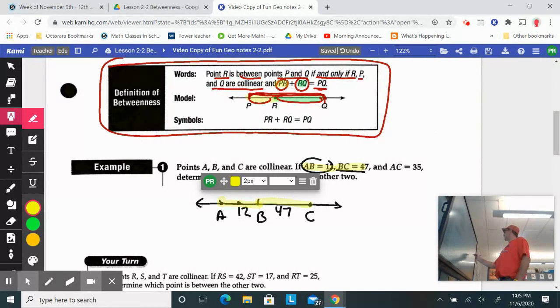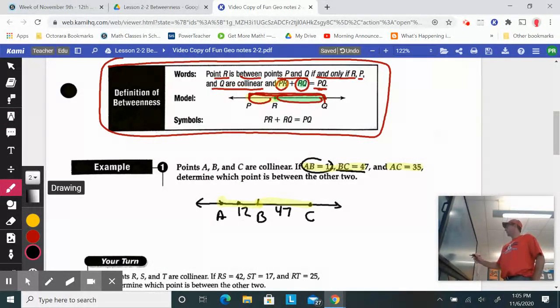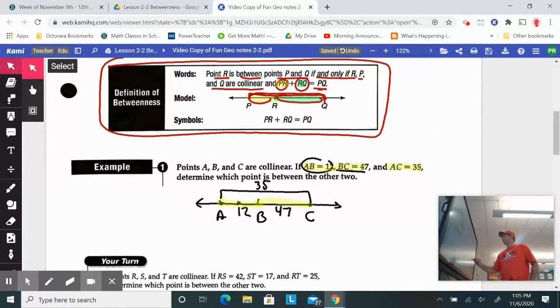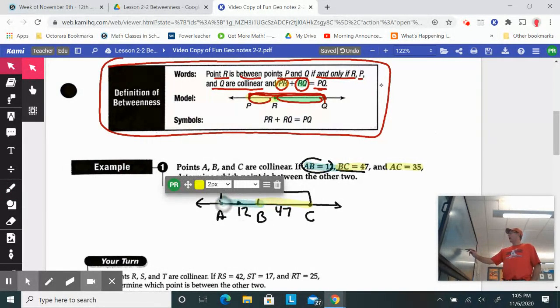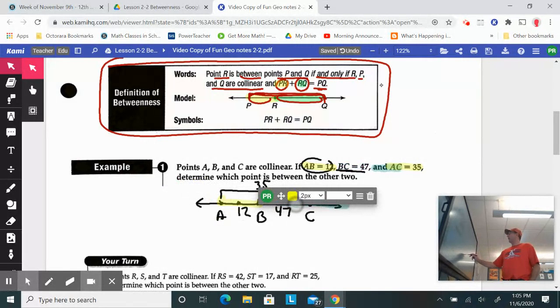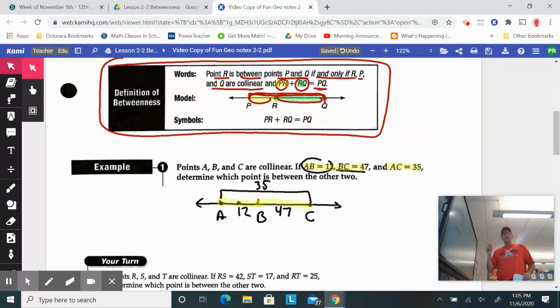The next statement says A to C has to be 35. So looking at what I have here, from A to C would have to be 35. And that is not reasonable because from A to B plus B to C, that distance, if you add those together, that would be 59, not 35. So I know this can't be right. B cannot be in between A and C. So I'm going to go back to the drawing board here.